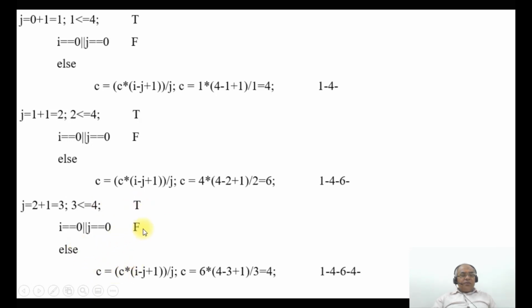So here I is equal to 0 or j is equal to 0, the condition is false. So the c value will be calculated: c is equal to c star, open the brackets, I minus j plus 1, close the bracket, the entire thing closed by the numerator with the parenthesis, and then divided by j. What is the previous value of c? The previous value of c is 6, into I which is 4, minus 3 plus 1, by 3. So 4 minus 3 is 1, 1 plus 1 becomes 2, 6 into 2 is 12, 12 divided by 3 is equal to 4 and gives 1 space.